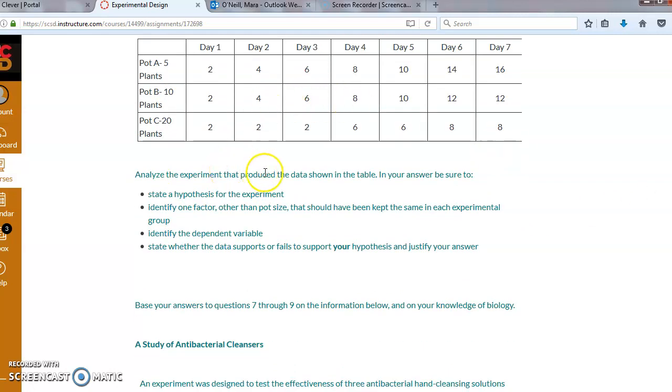Analyze the experiment that produced the data shown in the table. In your answer, be sure to state a hypothesis for the experiment, identify one factor other than pot size, because we know that was kept the same, that should have been kept the same in each experimental group, identify the dependent variable, what is being changed based off of our independent factor, state whether the data supports or fails to support your hypothesis, and justify your answer.